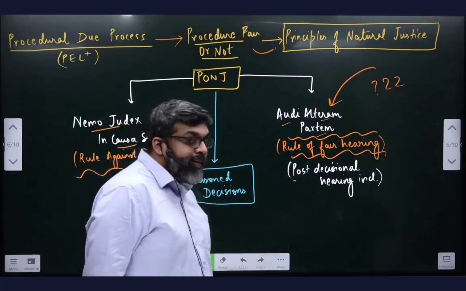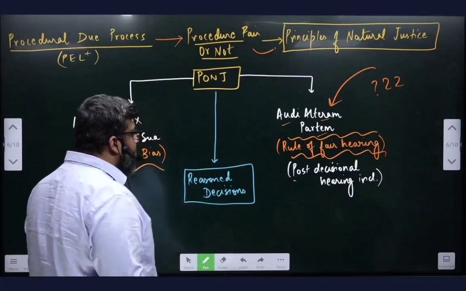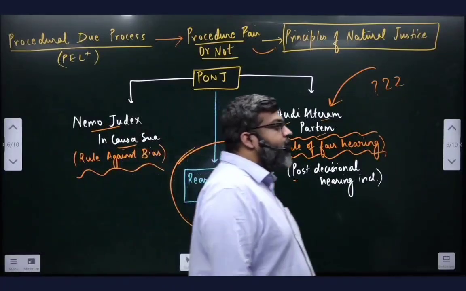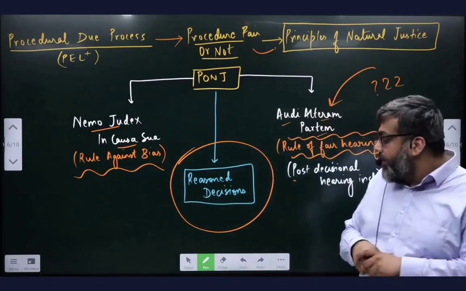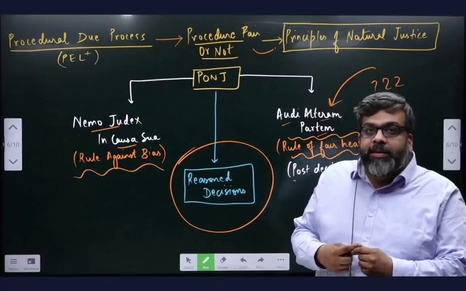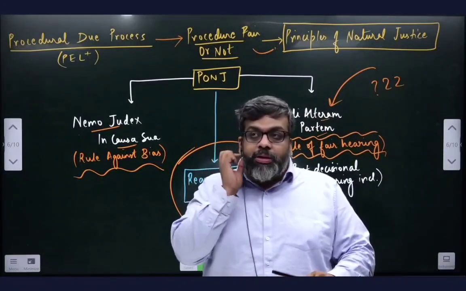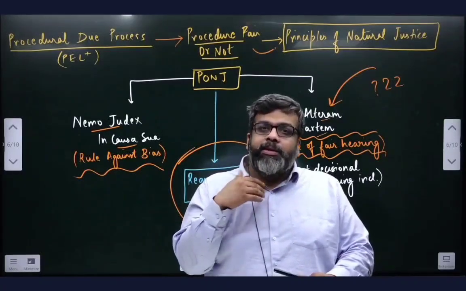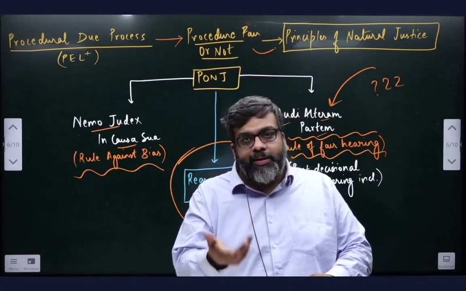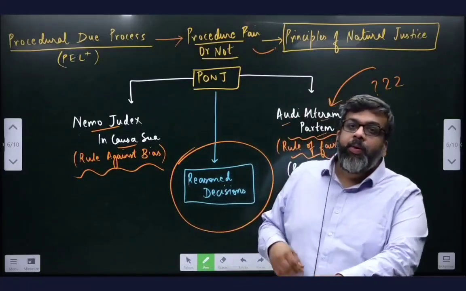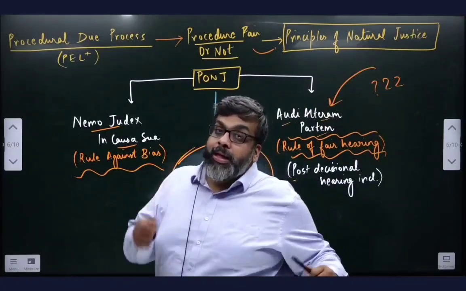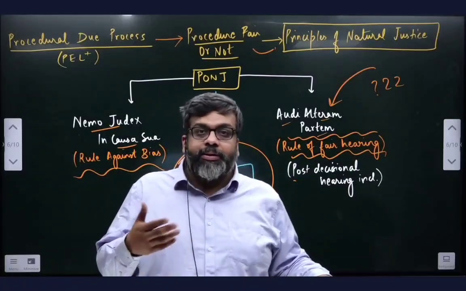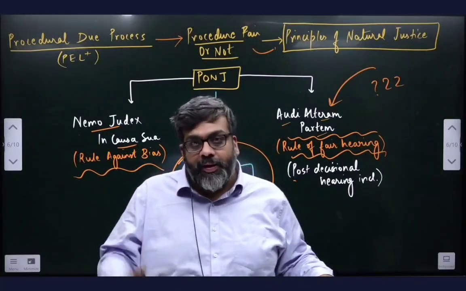So these are your two basic principles, and in the modern world that we live in, we also now have a modern principle of natural justice, which is nothing but the doctrine of reasoned decisions. The doctrine of reasoned decisions is that if somebody is giving a decision against you, they've also got to tell you why they're saying so. They've got to tell you the basis on which they've said you are wrong, this is why you are wrong.